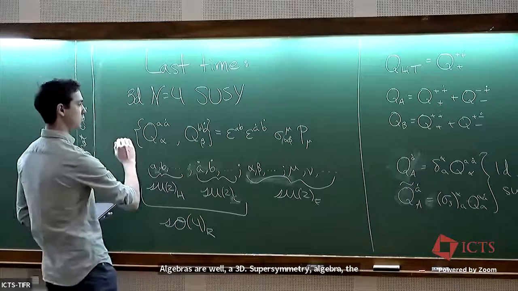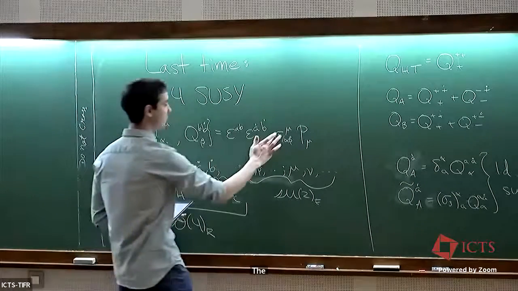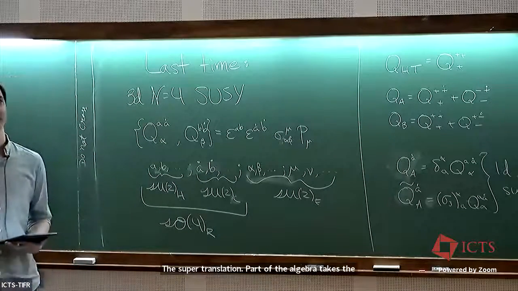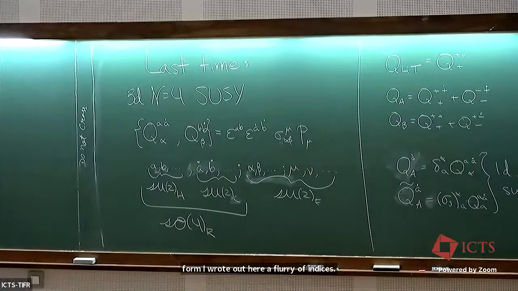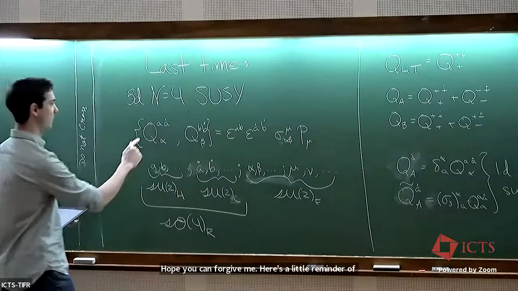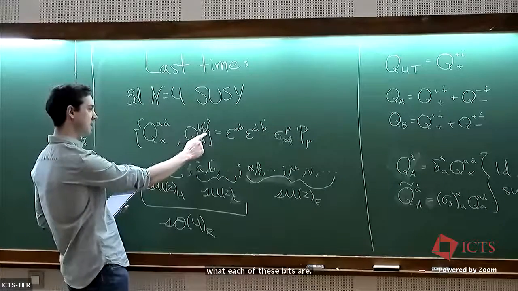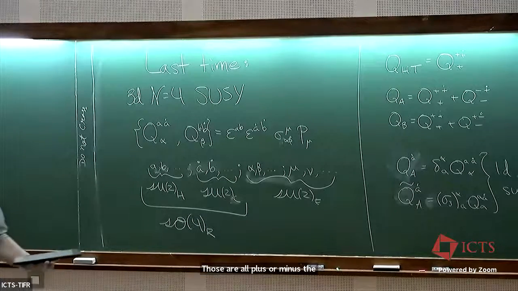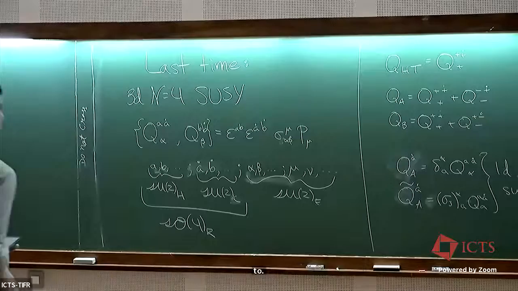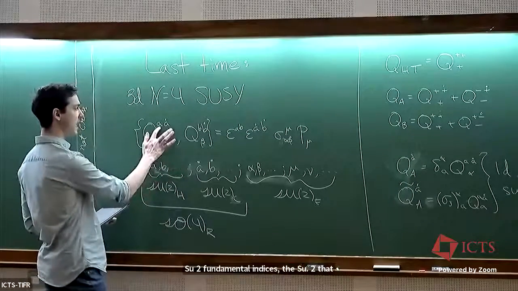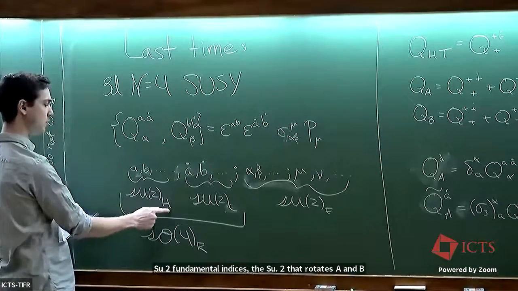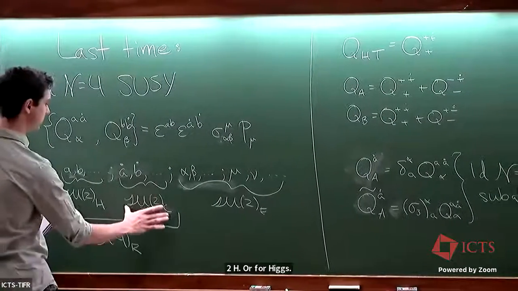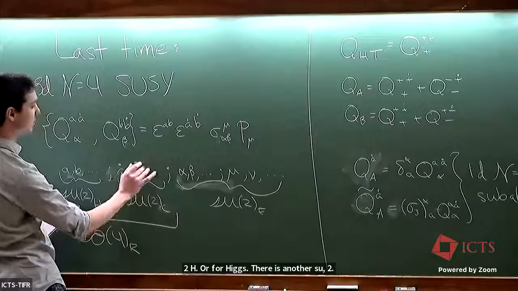The super translation part of the algebra takes the form I wrote out here. A flurry of indices, I hope you can forgive me. Here's a little reminder of what each of these bits are. A dot alpha, B dot beta, those are all plus or minus. They correspond to SU2 fundamental indices. The SU2 that rotates A and B is sometimes called SU2H, for Higgs. There is another SU2 that I'll call SU2C that rotates the dotted indices.